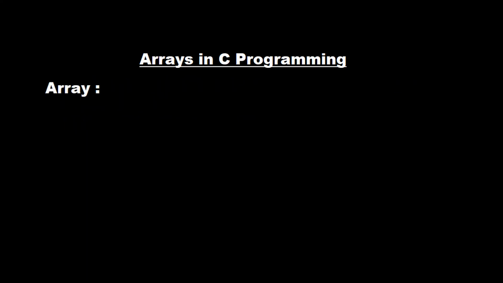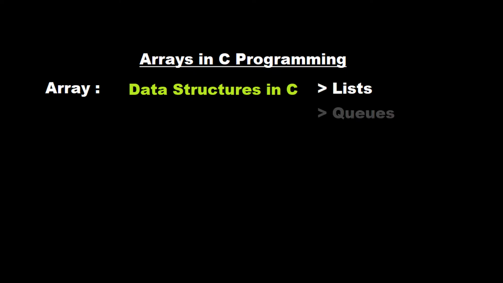Since an array provides a convenient structure for representing data, it is classified as one of the data structures in C. There are many other data structures like lists, queues, and trees. We will also be discussing about this in our next upcoming videos. So we will be mainly talking about arrays in this video.